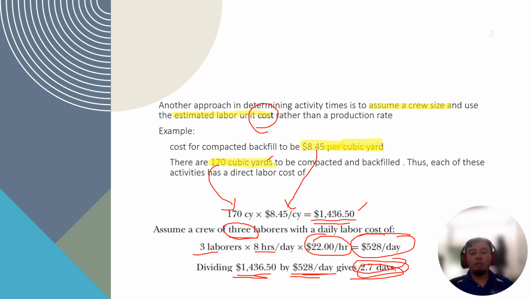So one way is to use the production rate, which is what we normally use. Another is to use your cost per cubic yard. Let's say this cost is quoted by your subcon, or this is the rate that you calculated based on the machineries or whatnot. So based on the cost, you come up with this, or based on the productivity rate, you come up with this.